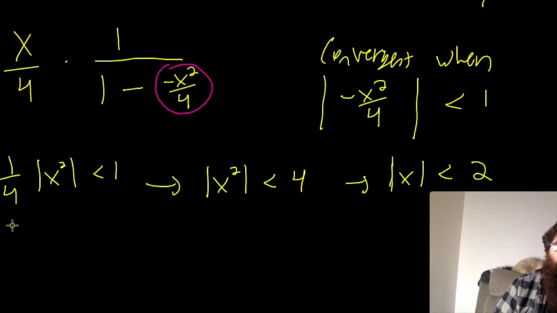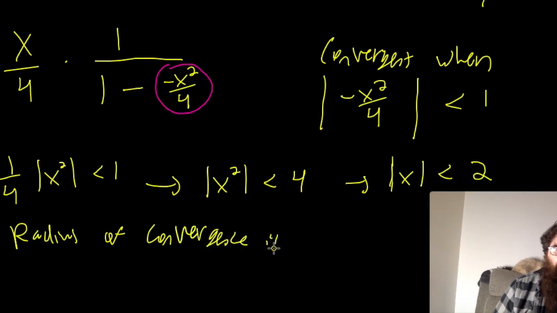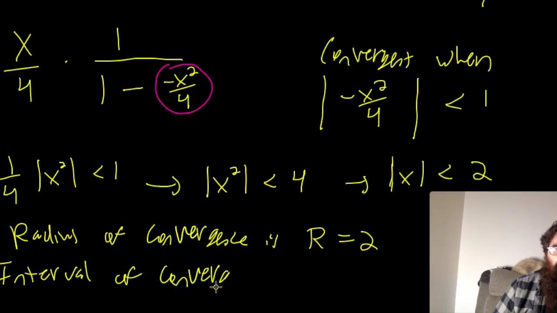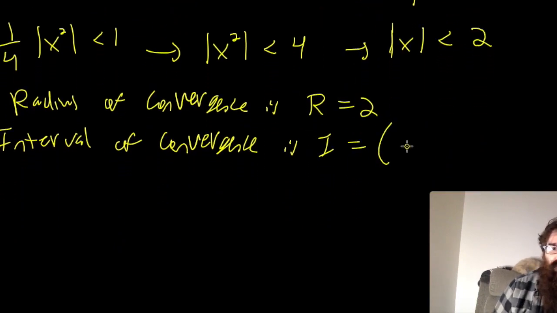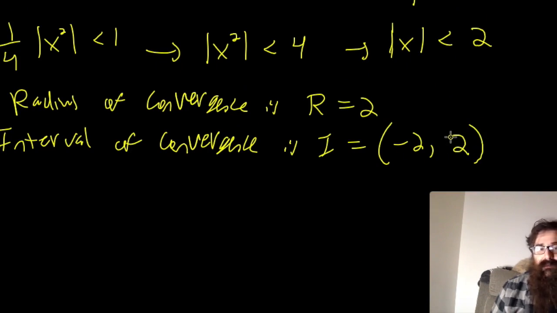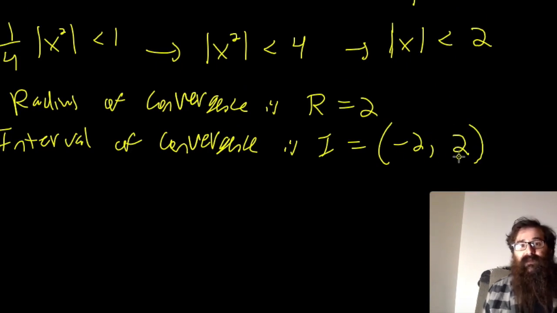which gives me a radius of convergence. My radius of convergence is capital R equals 2. It also gives me an interval of convergence without hesitation. My interval of convergence is capital I. It's the interval from -2 to 2, and I need those rounded parentheses. Remember, this is not the ratio test. I don't check endpoints because it's going to fail at the endpoints, because I'm modeling this by a geometric series.